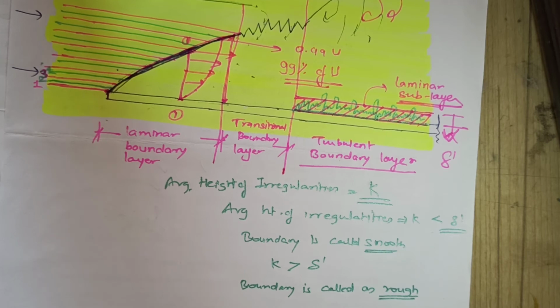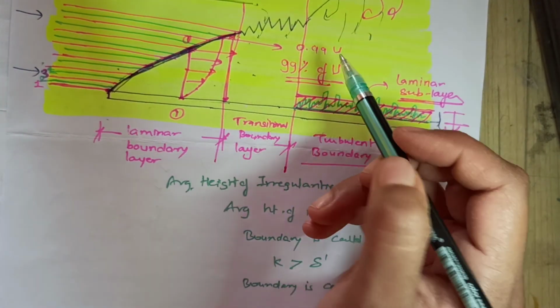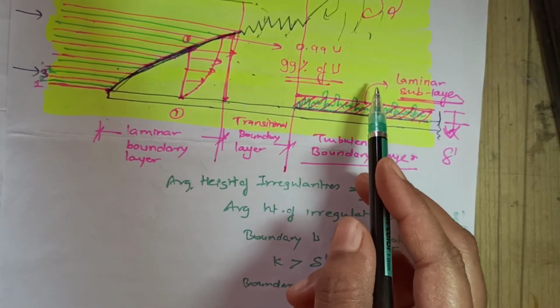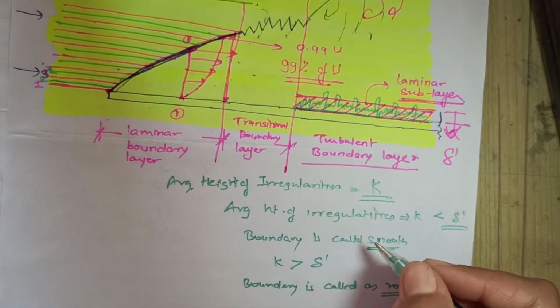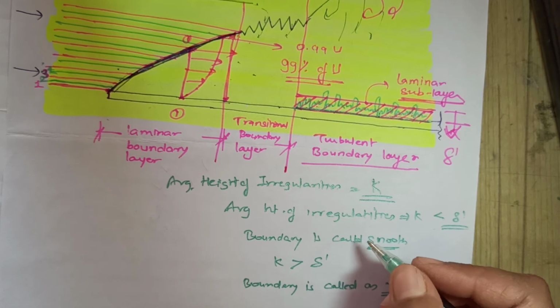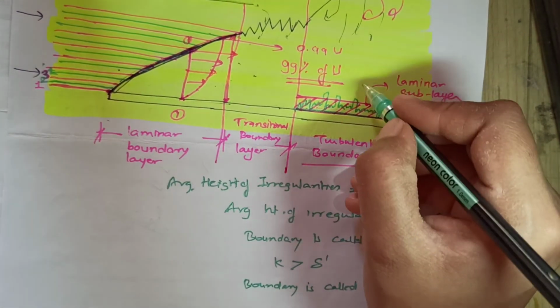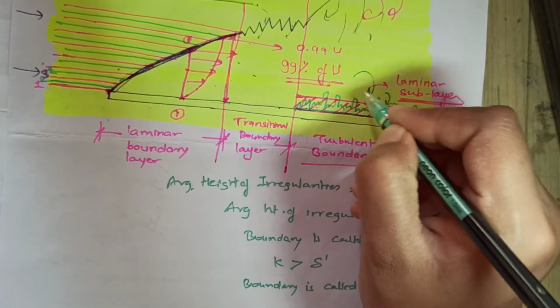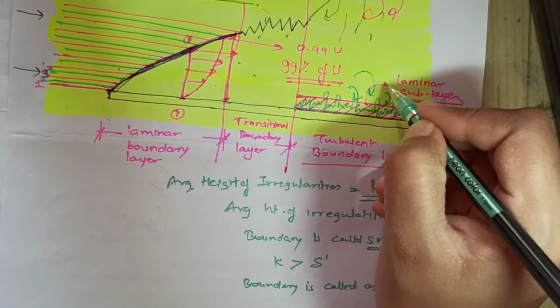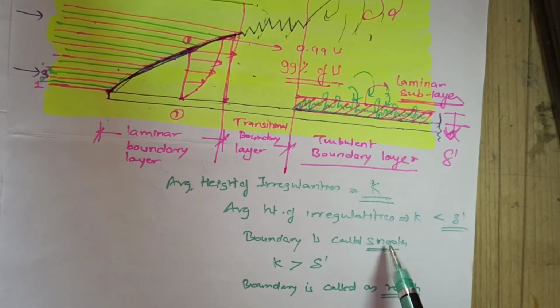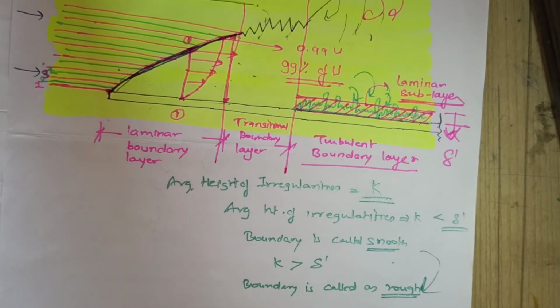Okay, so if the boundary is smooth and if you increase the velocity in that area, then this boundary will become rough. Why? Because as the velocity will increase, the thickness of the laminar sublayer will decrease and the high velocity flow will try to intrude into the irregularities, and that will convert the smooth boundary into rough boundary.